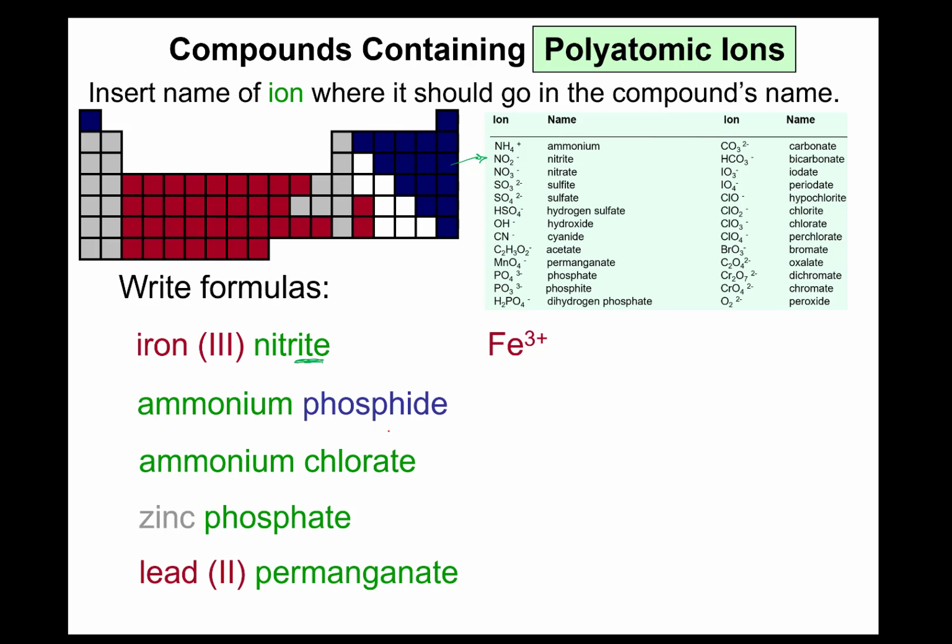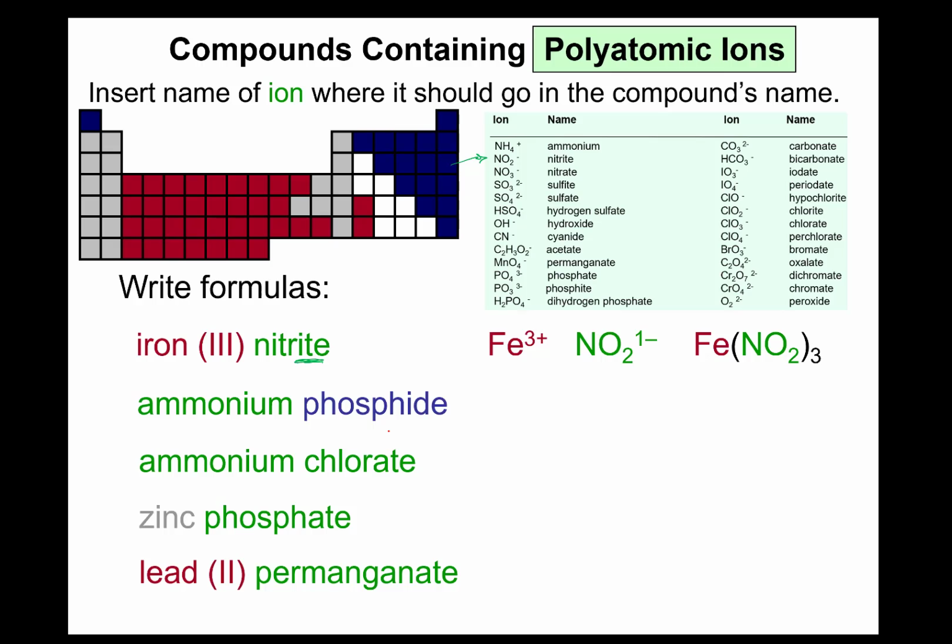So iron 3 nitrite is Fe3+. Nitrite we see from our table is NO2-. So we're going to need 3 nitrites for every 1 iron with a 3+ charge. So the formula is Fe(NO2)3.